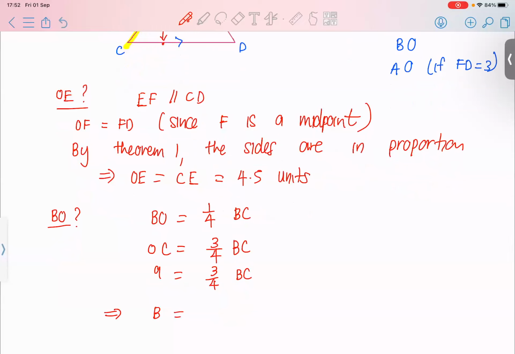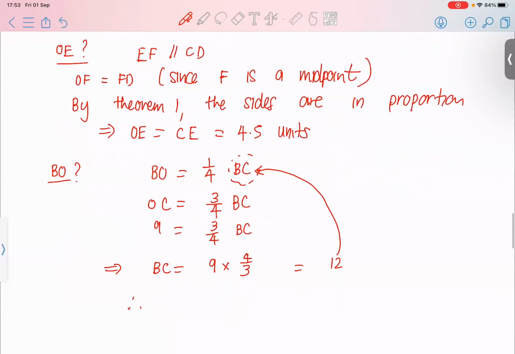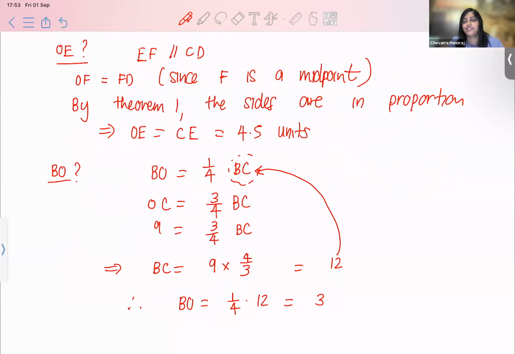So BC equals 9 times 4/3, which equals 12. I forgot the C. Right, so I've got the length of BC, and now I can take that and sub it in, right? So therefore, I see that BO equals 1/4 times 12, which equals 3. Great. Okay. So I hope everybody's followed that there.